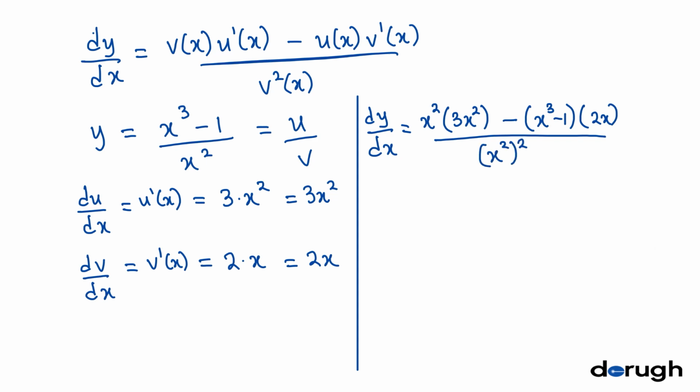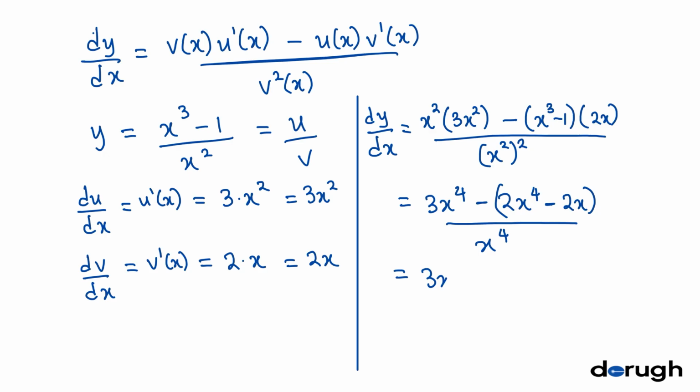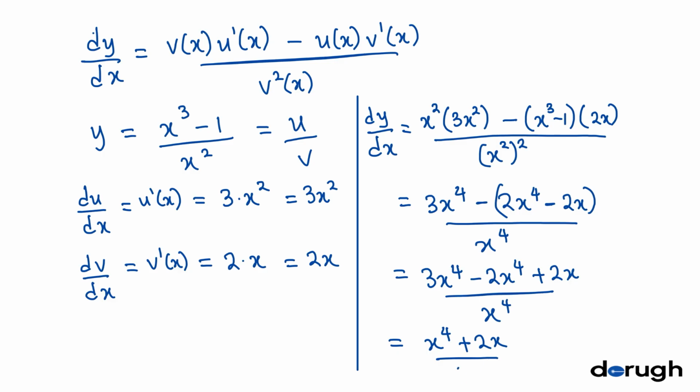So if we expand the brackets, we'll have on the top 3x power 4 minus 2x power 4 plus 2x, all over x power 4. So that's 3x power 4 minus 2x power 4 plus 2x all over x power 4. And that leaves us with x power 4 plus 2x over x power 4.